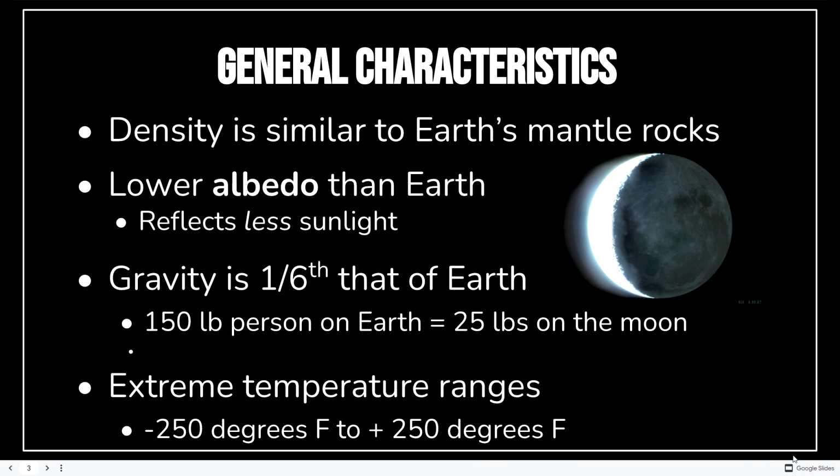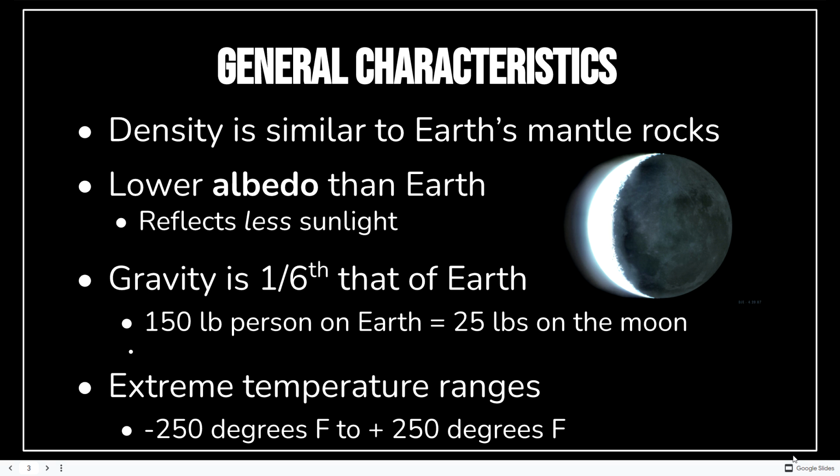So general characteristics of the moon. Its density is much similar to Earth's mantle rocks. That's actually how scientists came up with the theory of the beginning of the moon, where it came from, which we'll talk about in a minute. So its density is very similar to the mantle rock of Earth. It's obviously cool and solidified, whereas the mantle is still hot, molten rock. But that does not affect the density. So density matching is kind of an interesting characteristic.